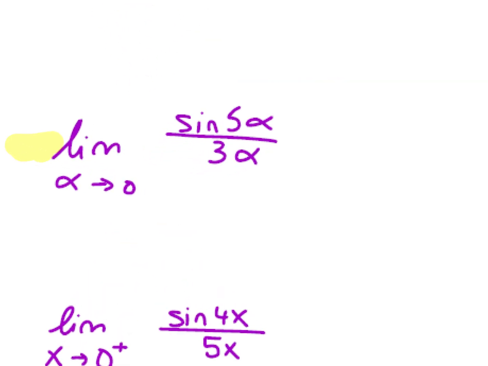All right, let's look at the limit as, it gives us alpha here, but you can just call it x. So as x approaches 0, sine of 5x over 3x. What would our limit be here? 5 over 3, perfect. No math involved, just look at it.